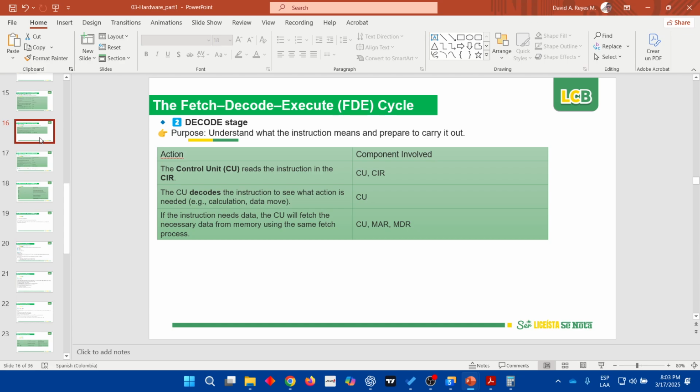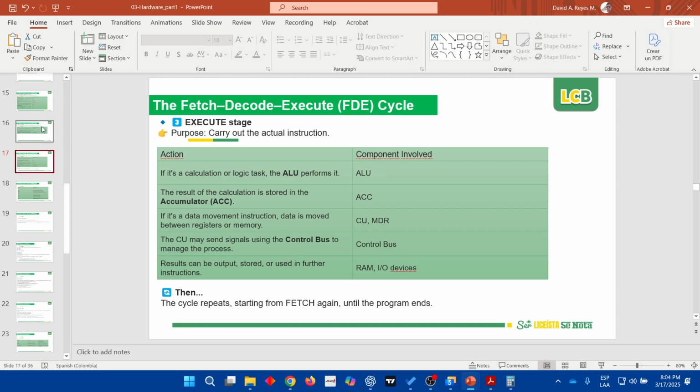Okay? The instruction needs data. The control unit will fetch the necessary data from the memory using the same fetch process. So this is the process. You have the control unit read the instruction. Where is the instruction? In the memory address register. The instruction says that we have to go to the CCA. And in the CCA, you have this instruction: you need to multiply 7 times 2. Then you have execute.